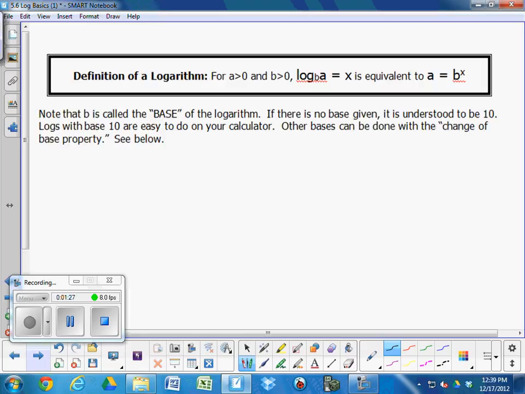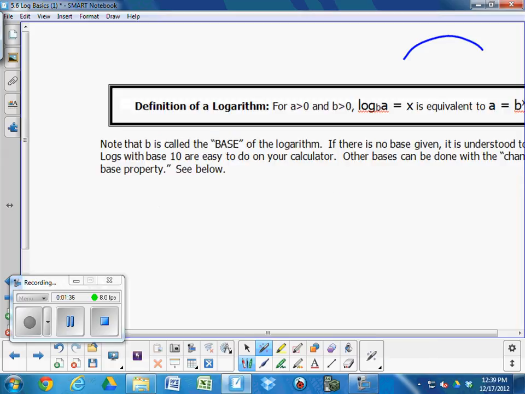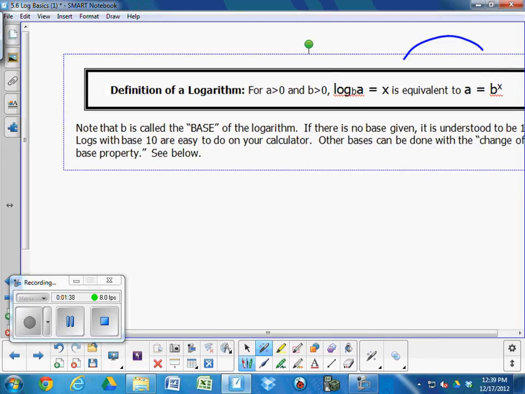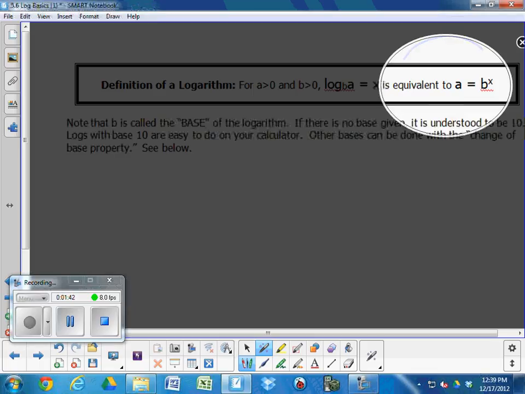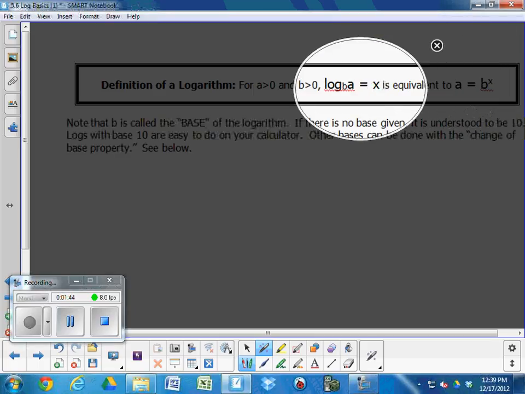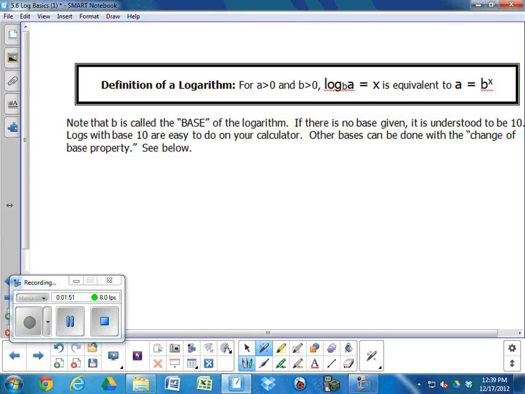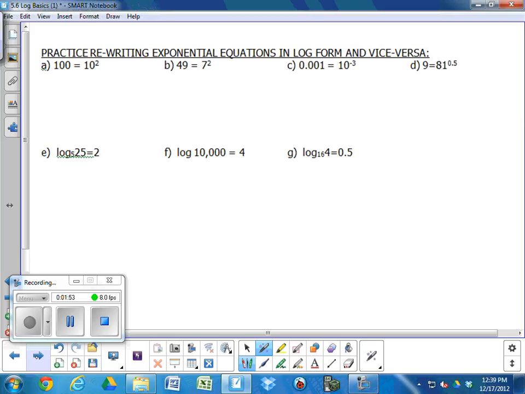This is the definition of what a logarithm is. It's basically a way of rewriting an exponential equation that you see here. The exponential equation a equals b to the x power is rewritten as log base b of a equals x. More on that right now. So let's practice rewriting these exponential equations as log equations.